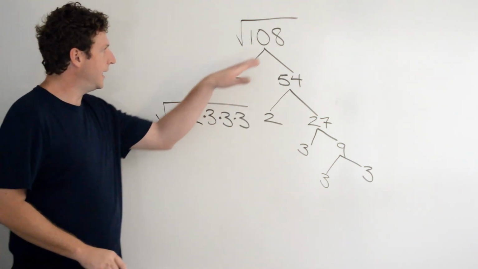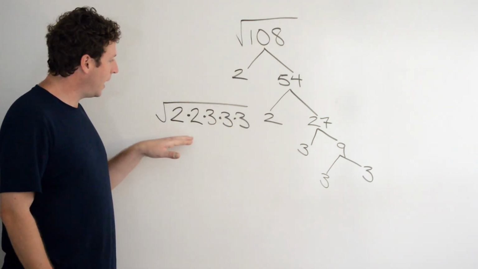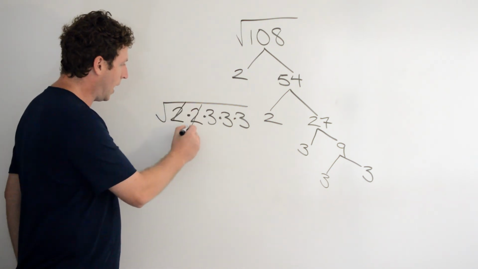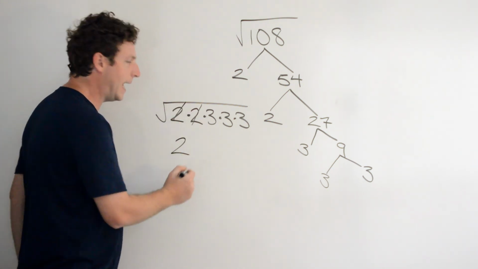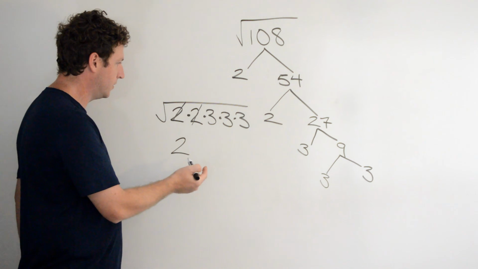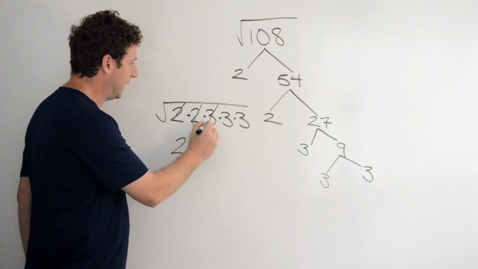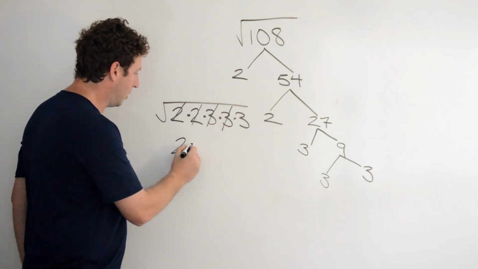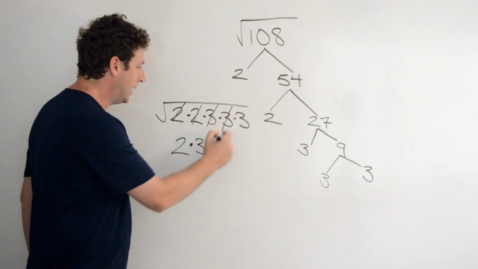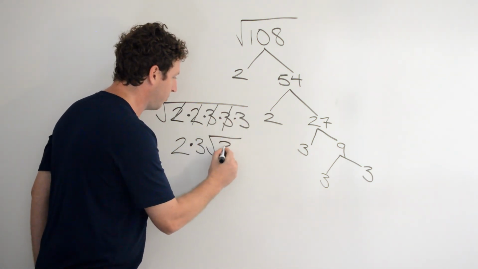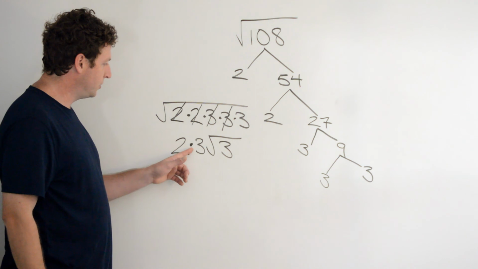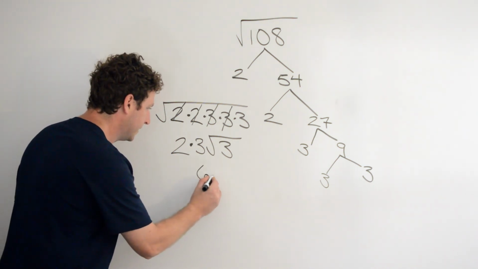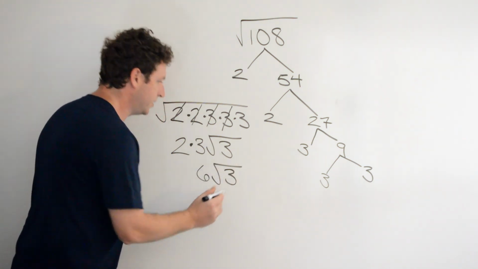So this is the same. I want to go ahead and see what pairs I have. I have a 2. I can bring that on the outside of the radical. I also have a pair of 3's. I can bring that on the outside of my radical. And I'm left with the square root of 3. Now I have 2 times 3 is 6 square roots of 3.